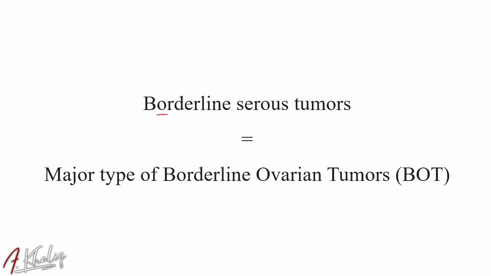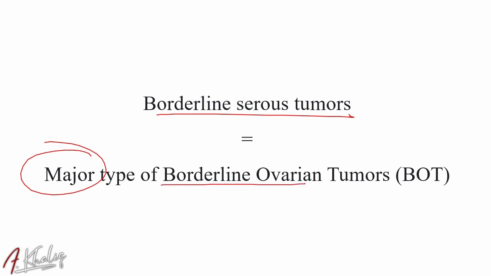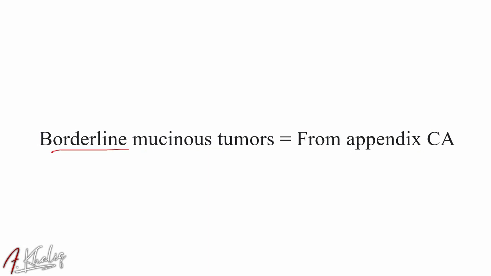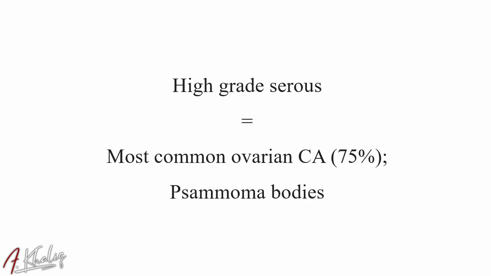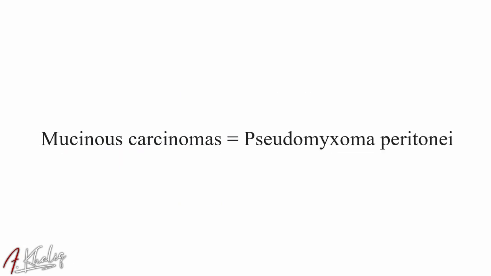Now, the borderline serous tumors make up the major type of borderline ovarian tumor, or you can say BOTs. Now, the borderline mucinous tumor arises from the appendicular carcinoma. High grade serous tumors are the most common ovarian cancer, and they make up 75% of all types of ovarian carcinomas. They are associated with psammoma bodies. Mucinous carcinomas are associated with pseudomyxoma peritonei.